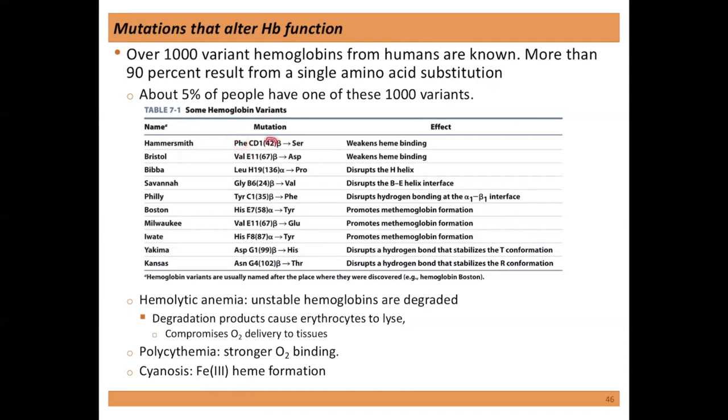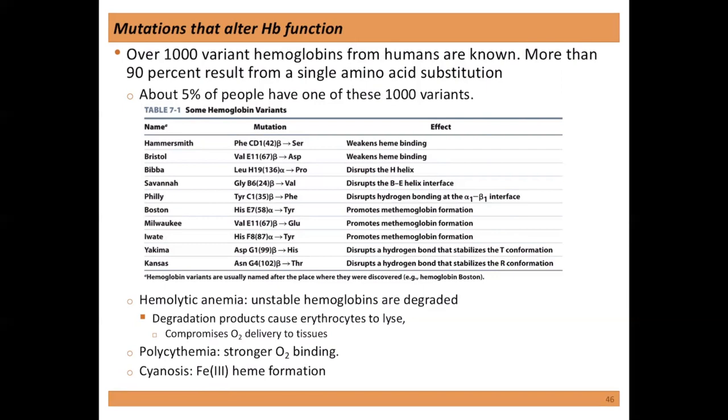This is the site. So this is actually the chain and position. In parentheses is the site, and then you've got the subunit that it's in, and then what's the new amino acid. So in essence, this one changes phenylalanine to serine, and it actually weakens the heme binding. If you remember, we talked about heme is bound by hydrophobic interactions. Same with the valine to aspartic acid. Aspartate weakens the heme binding.